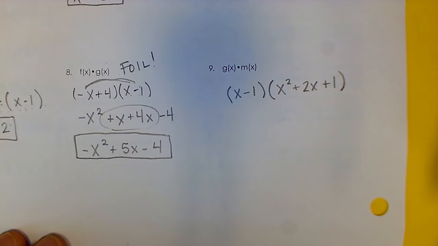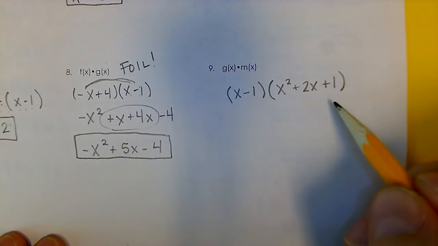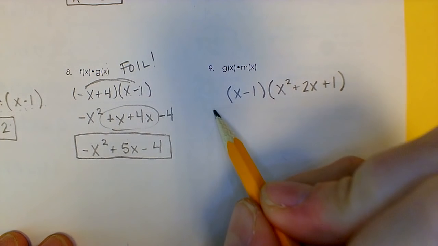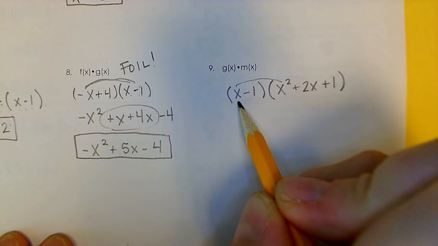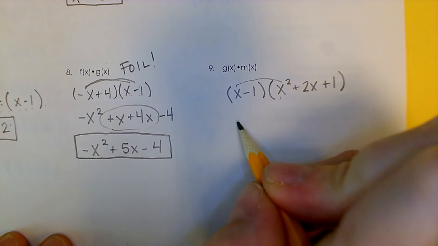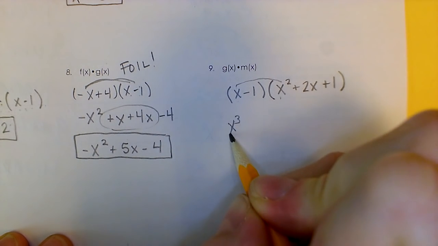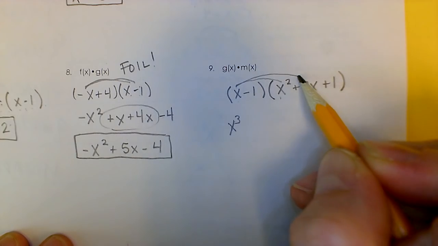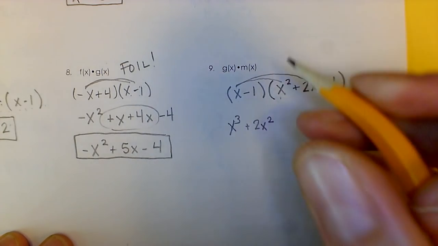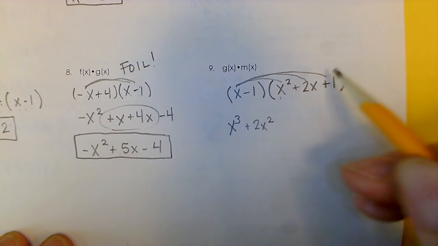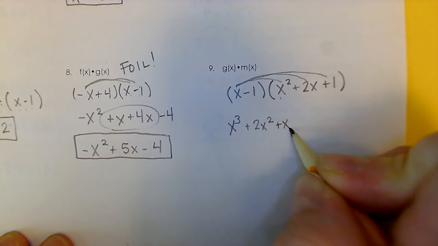Alright, so I saved this one to do with you because it's a little tricky. It's not just a FOIL. You can't do first, outer, and last because this second piece is a trinomial, so it's a third part. So what you're going to do is distribute this x to all 3 of these. So x times x squared is x cubed. x times 2x is 2x squared. x times 1 is x.